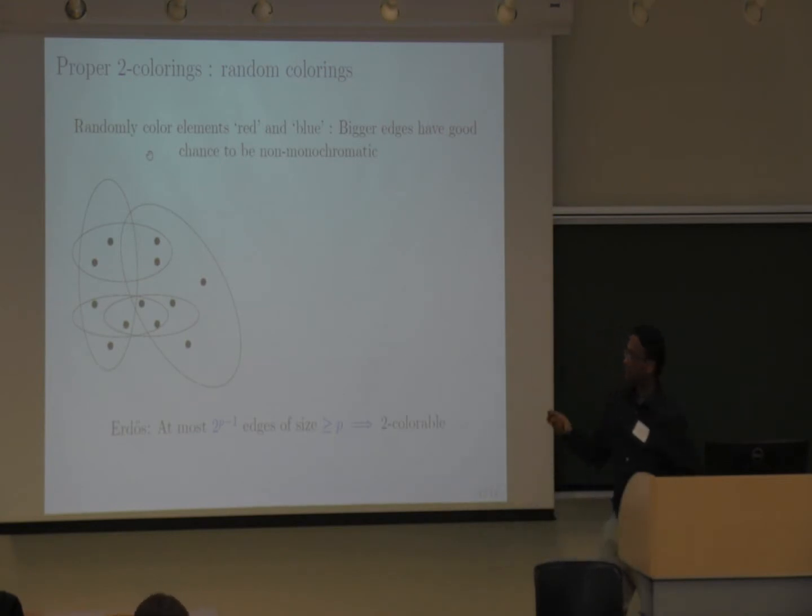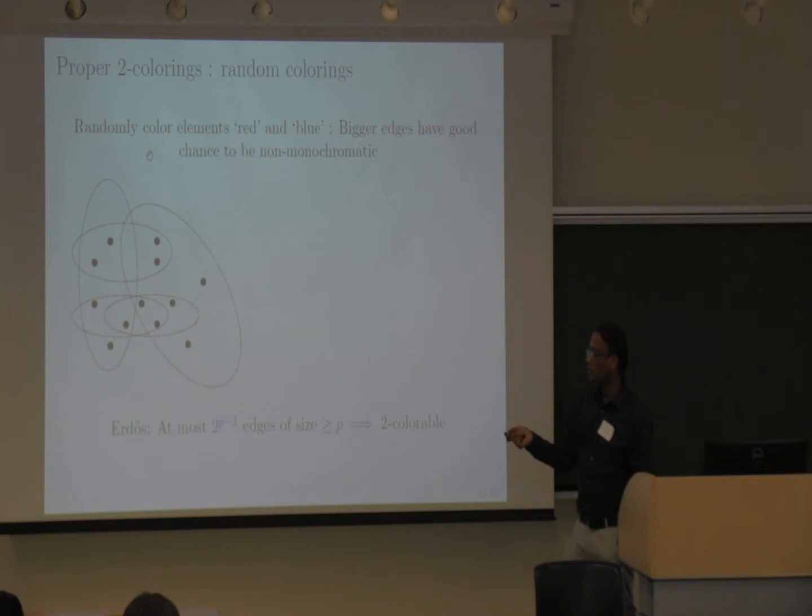So coming back to this, if your hyperedges are very large, meaning they contain a lot of vertices, then let's say you do a random coloring. For each vertex, you decide to randomly color it red or blue. The chance that an entire edge remains monochromatic is very small in that case.